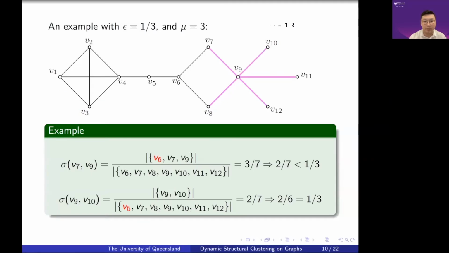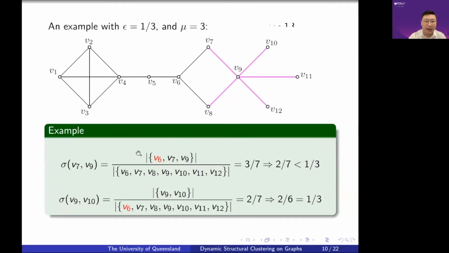Here is an example. After deleting edge V6, V9, the similarity between V6, V9 and their neighborhoods all changes. So we call V6, V9 an affecting update for the edges incident to V6 or V9, and we say these edges are affected by V6, V9. Take V7, V9 for an example.